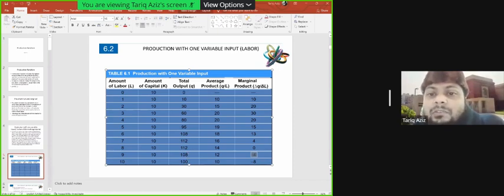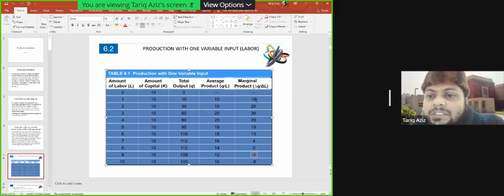Similarly, we can look at the behavior of average product. So average product is nothing but Q divided by L. Q is the total output, L is the labor. So 10 divided by 1 is 10, 30 divided by 2 is 15, 60 divided by 3 is 20. So initially the average product starts increasing, then it reaches its maximum, and then it starts declining.